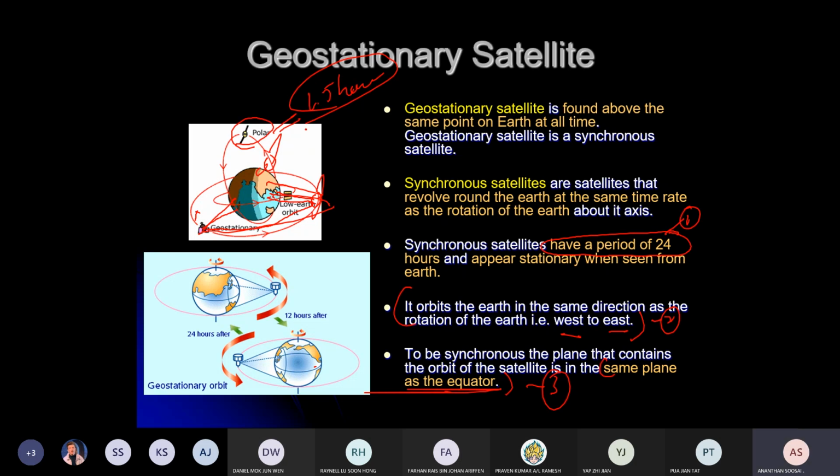Its period is very small. Period small, quite close. Period will be small. Orbital speed will be very high. They move very fast. The polar orbit.